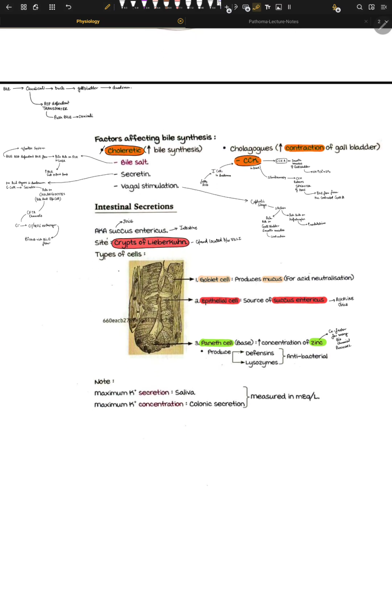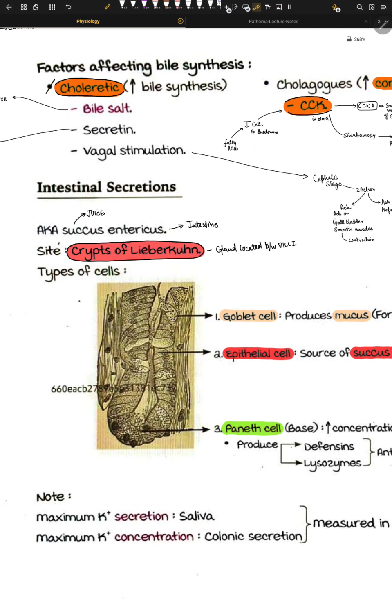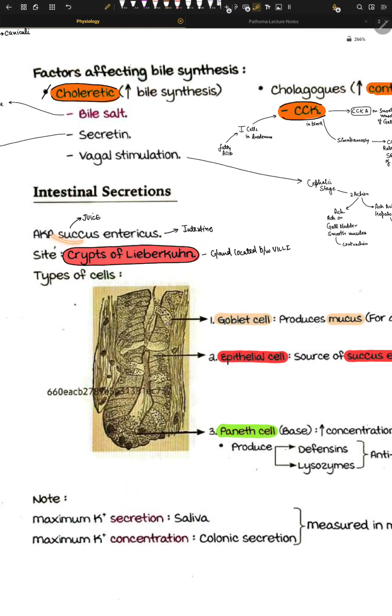So let's talk a little bit about intestinal secretions. Intestinal secretions are also known as succus entericus. Nice name, by the way. Succus means juice, entericus means intestine. So juicy intestine. The site here is called the crypt of Lieberkühn. Okay, so the crypt of Lieberkühn.